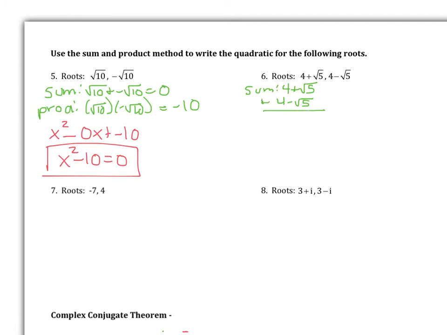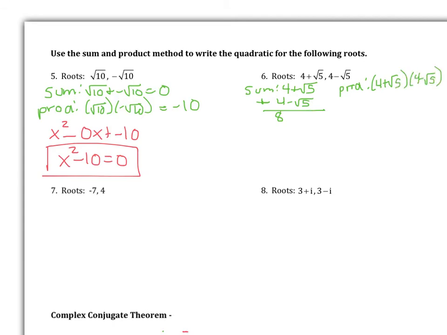Be careful, just because they're conjugates does not mean their sum is 0. 4 plus 4 is 8. Positive root 5 plus negative root 5, though, does cancel out. For their product, we have to use FOIL. 4 plus root 5 times 4 minus root 5.